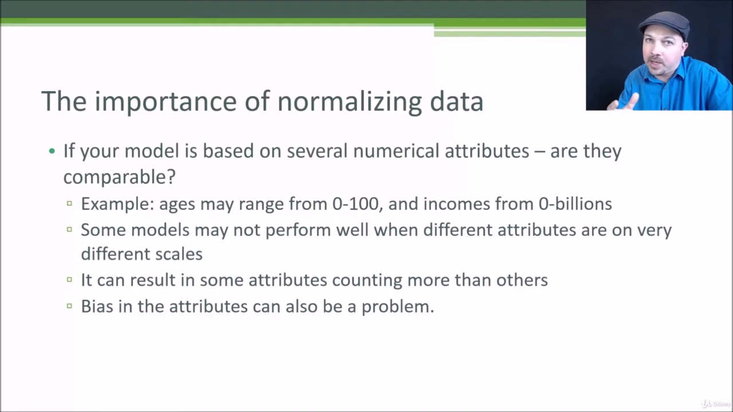And depending on the currency, it could be an even larger range. Some models are okay with that. If you're doing like a regression, usually that's not a big deal. But other models don't perform so well unless those values are scaled down first to a common scale. So if you're not careful, you can end up with some attributes counting more than others. Maybe the income would end up counting much more than the age if you were trying to treat those two values as comparable values in your model. So that can introduce also a bias in the attributes. That can also be a problem.